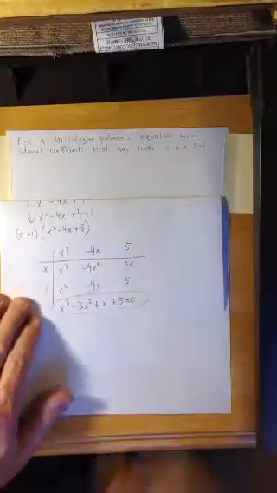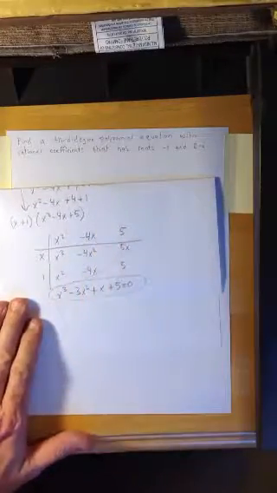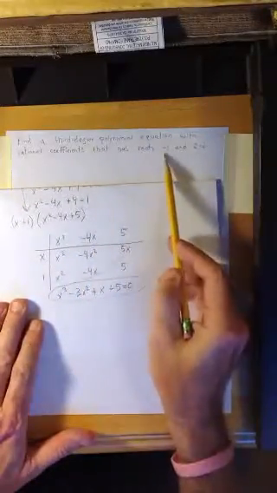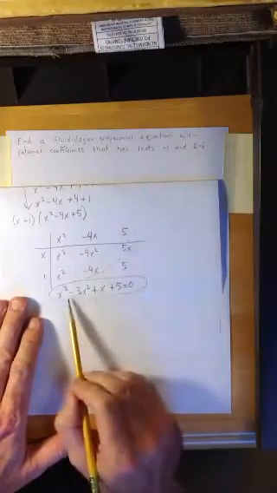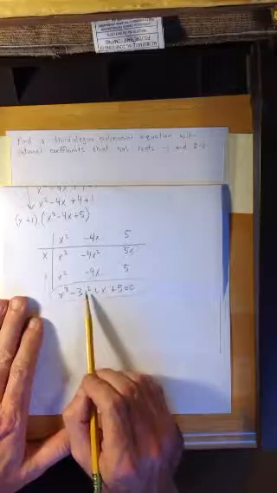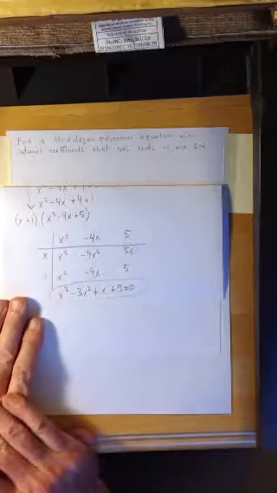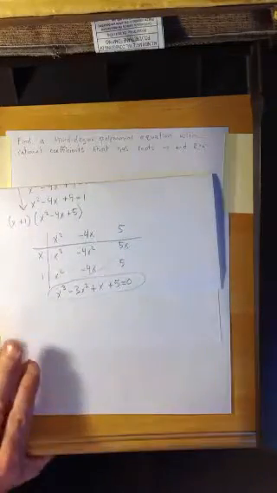A third-degree polynomial equation with rational coefficients that has roots of -1 and 2 minus i. So this is our solution. x cubed minus 3x squared plus x plus 5 equals 0 is our solution.